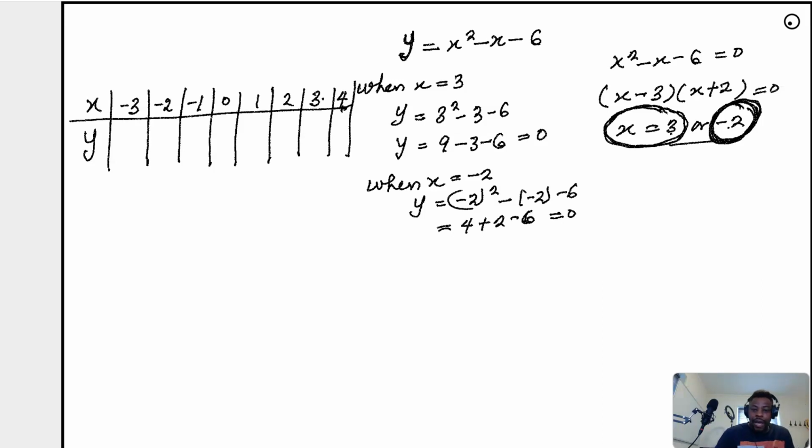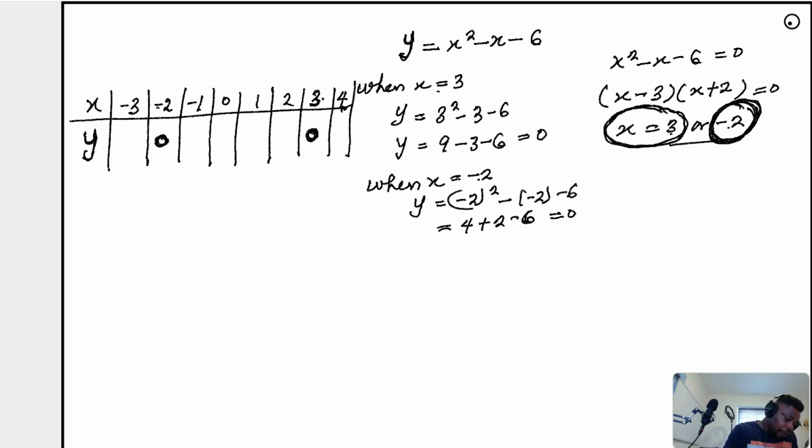Okay, so when x is 3, what was y? y was 0. You can see when x is -2, y is also 0. So the roots of this equation or of this function are -2 and 3, because that is where the value of y is equal to 0, as we already know for now.